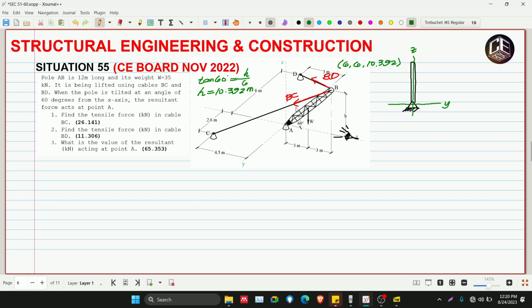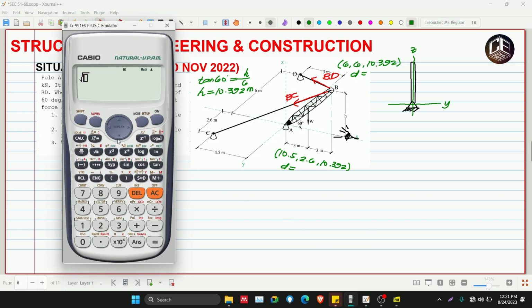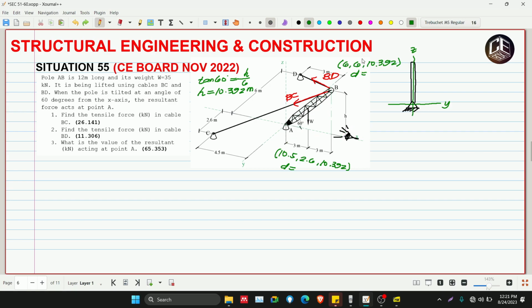Then, para kay BC naman, in terms of x, nag-start siya sa Z, papunta sa B, horizontally, sa x. So, 4.5 plus 6, that is 10.5. Ang y naman niya, 2.6. And ang Z niya, pares lang sila ni BD, that is 10.392. Then, isosolve natin yung tinatawag natin na diagonal dimension, yung kanilang mga D. That is square root of A squared plus B squared plus C squared. Kapag pumunta tayo ng 2D, yan yung tinatawag natin na hypotenuse. Kasi i-convert natin yung BC and BD into X, Y, and Z components. Ganun lang siya, kasimple.